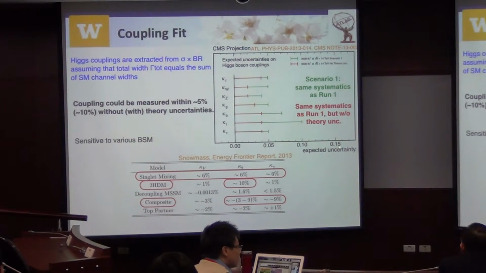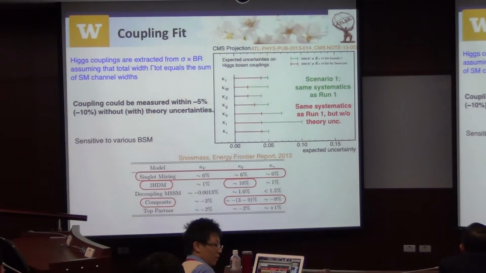And the x-axis here shows the uncertainty, how well you can constrain each coupling strength. So in general, they are less than 10%, including the theory uncertainty. And if you just talk about the experimental uncertainty, it's less than 5%.